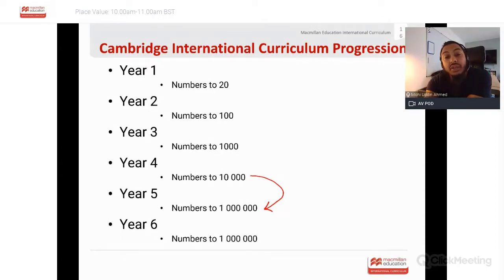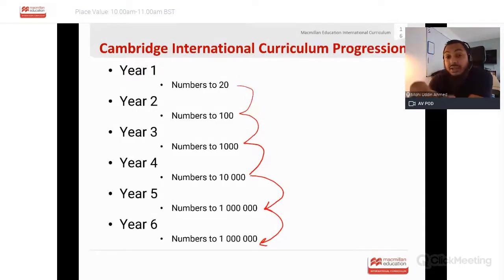But all the others, 20, 100, 1,000, 10,000, then a big jump, and then it stays the same in year 6, which is up to 1 million as well. So bear that in mind. What do we use? How do we represent millions the same way we represented numbers in year 1?